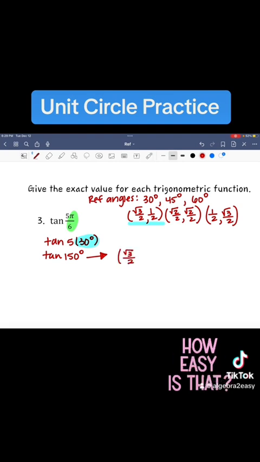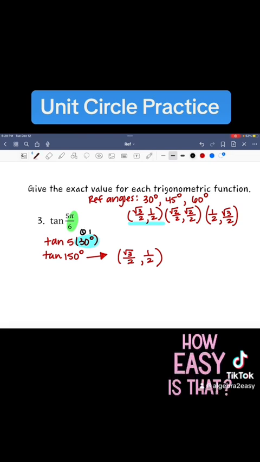The only thing that we have to be concerned about now is going to be the quadrant that we're in. So remember, 30 degrees is in quadrant 1. However, 150 degrees is in quadrant 2. Remember, in quadrant 2, you're going to the left and then you're going up. So that means your x values are negative. So let me go ahead and put a negative there. Finding tangent, there's definitely one more step.